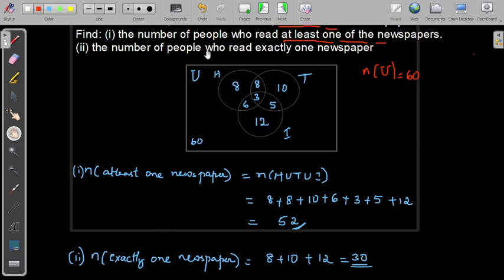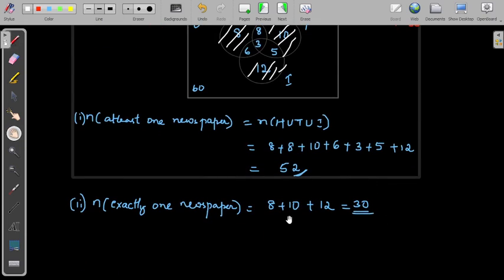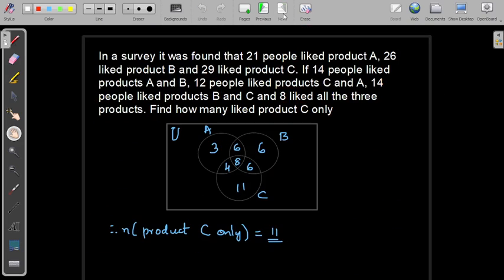Now the second part is the number of people who read exactly one newspaper. Exactly one newspaper, you know that it can be exactly H, this region, it can be exactly T, it can be exactly I. So whatever values appear in these regions, you have to add up those values. That is 8 plus 10 plus 12, which gives the value 30. So 30 people read exactly one newspaper. So this is how this problem is solved. Let us go to the next problem.